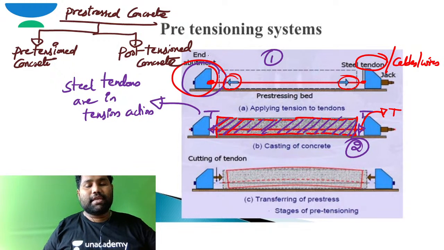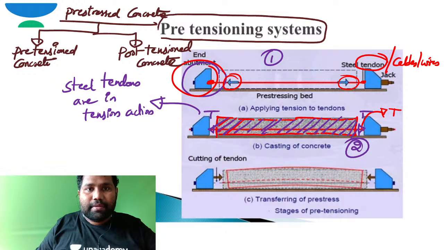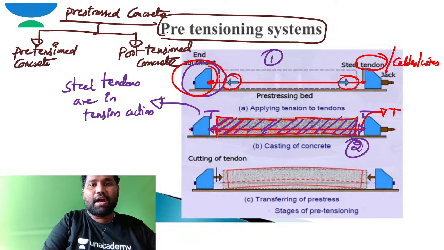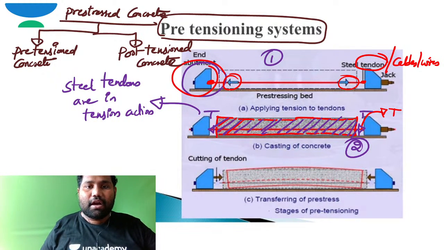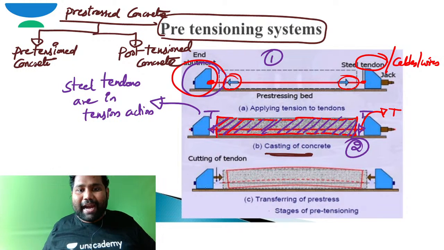I am showing this for pre-tensioned systems or pre-tensioned concrete. So what is this pre-tensioned concrete, brother? In pre-tensioned concrete, first of all, I will tension the steel tendons. After the steel tendons are tensioned and after casting the framework of concrete, if I cut the tendons, I hope you can see the cutting of the tendon. You can cut the tendon with the help of some cutting elements, here and here.